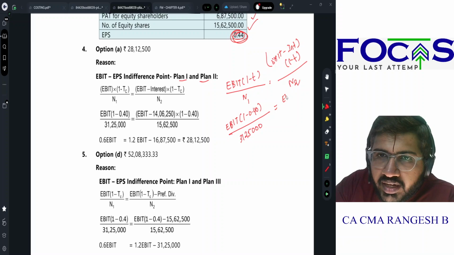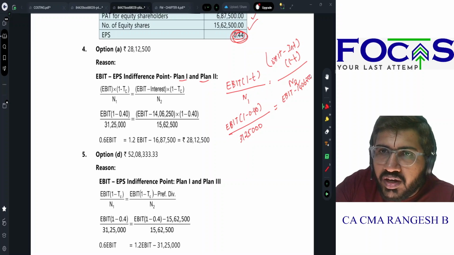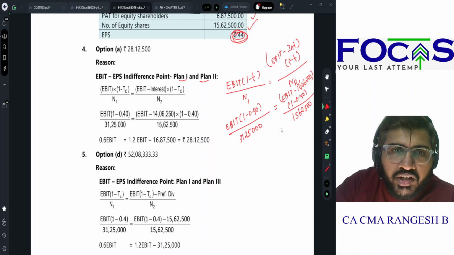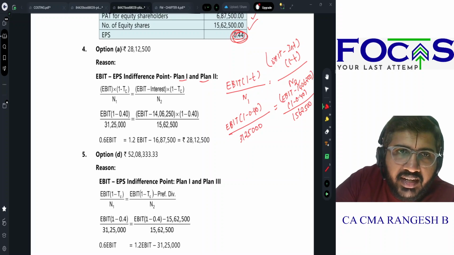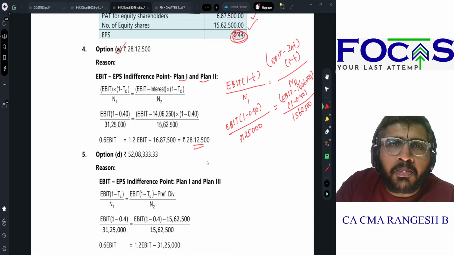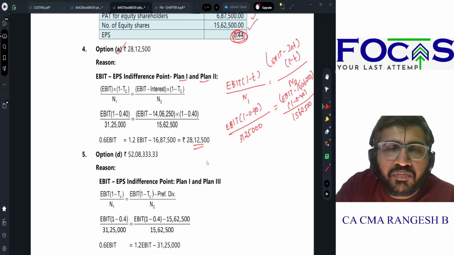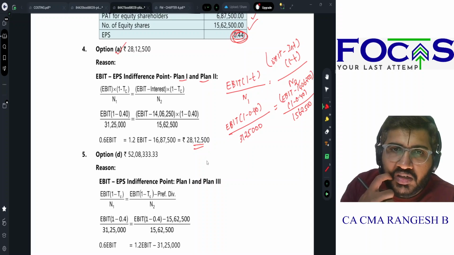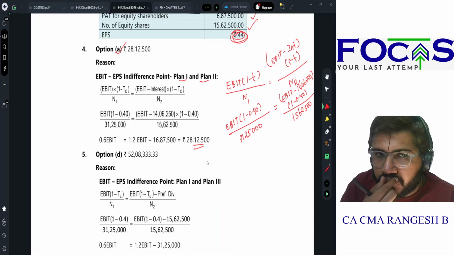Alternative 2, once again EBIT, I don't know. Interest is going to remain constant, 14 lakh 6,250 into 1 minus 0.4 divided by 15 lakh 62,500. If I solve for this equation, I get that my answer is 28 lakh 12,500 will be the EBIT. At an EBIT of 28 lakh 12,500, plan 1 or plan 2 will give me the same amount of profits, is what we are trying to say.